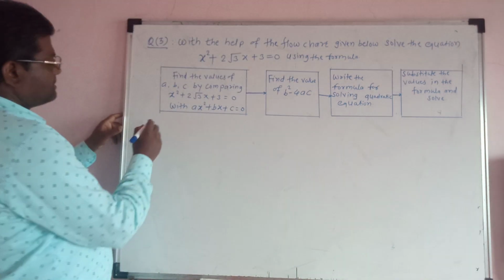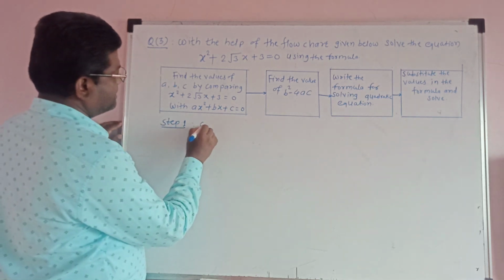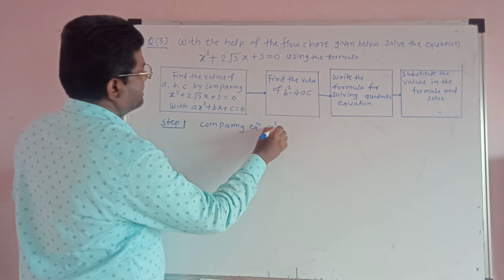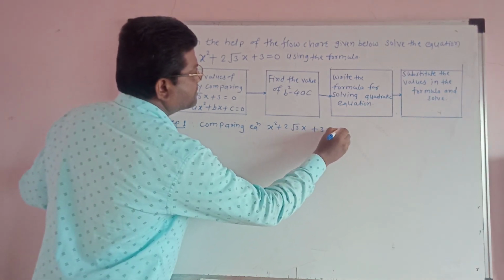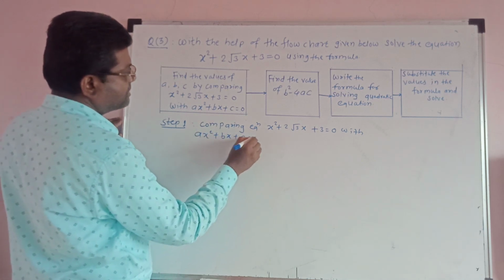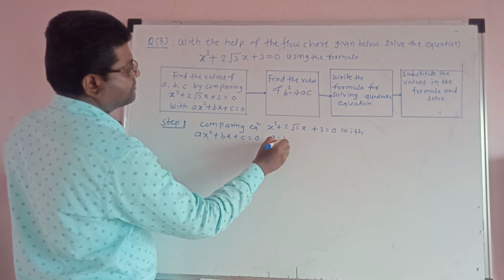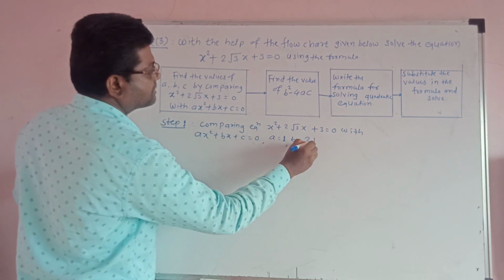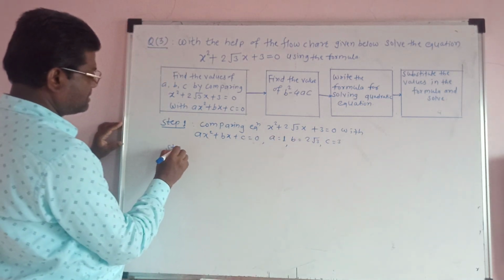Now let us solve step 1. Comparing the equation x square plus 2 root 3x plus 3 is equal to 0 with ax square plus bx plus c is equal to 0, we have the values a is equal to 1, because the coefficient of x square is 1, b is equal to 2 root 3, and c is equal to 3. This is step 1. Now step 2.